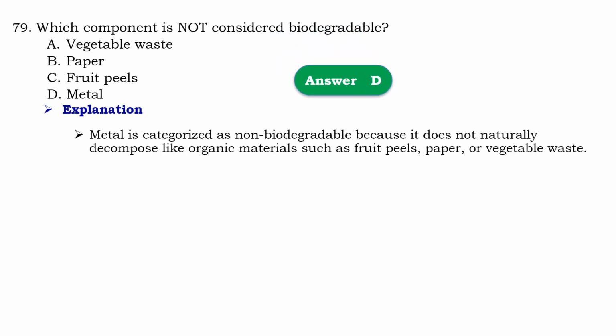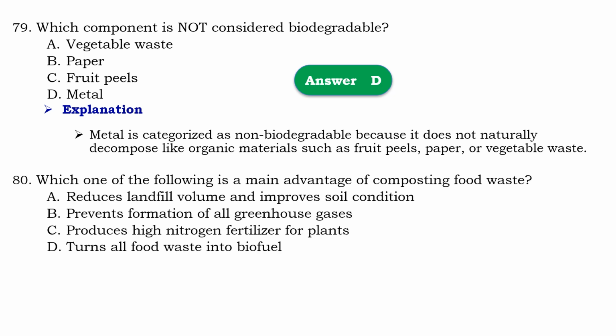Metal. Means that metal is categorized as non-biodegradable because it does not naturally decompose like organic materials such as fruit, peels, paper, or vegetables. Question number 80. Which one of the following is the main advantage of composting food wastes?